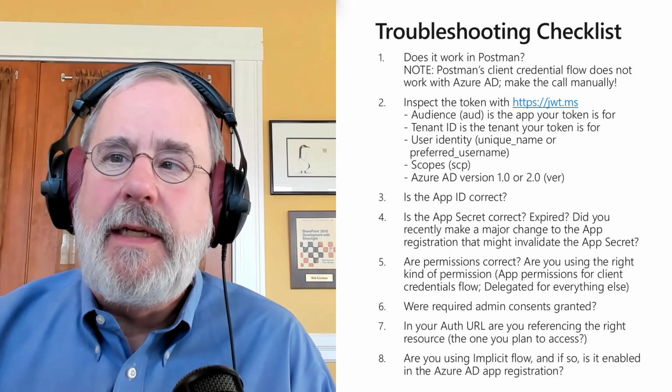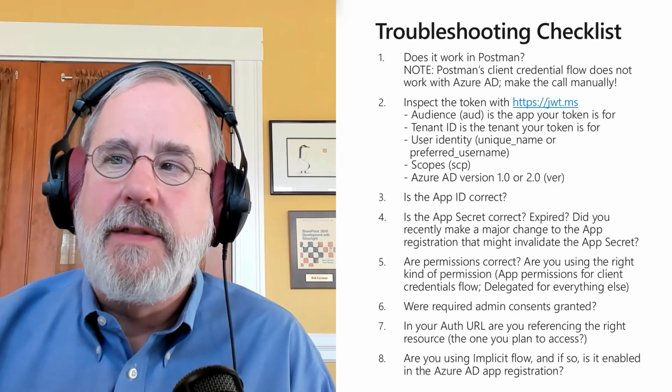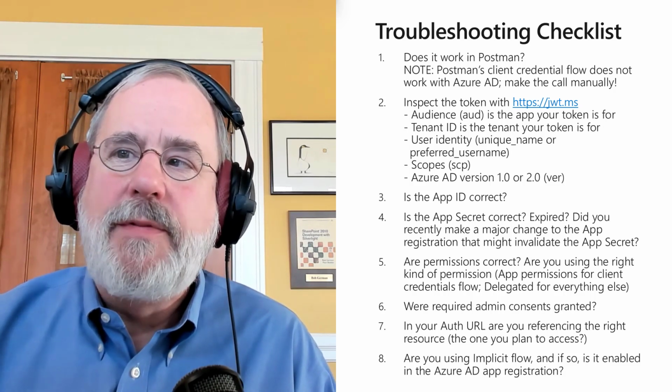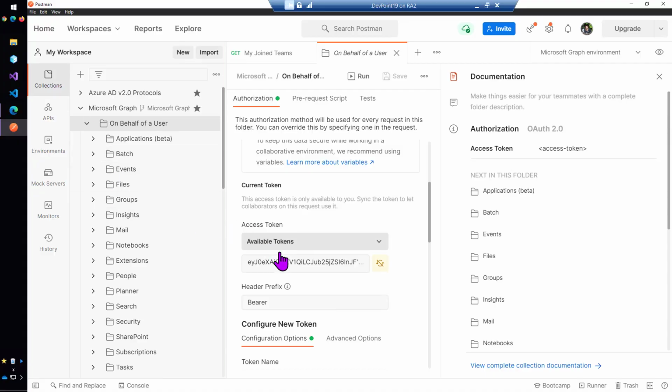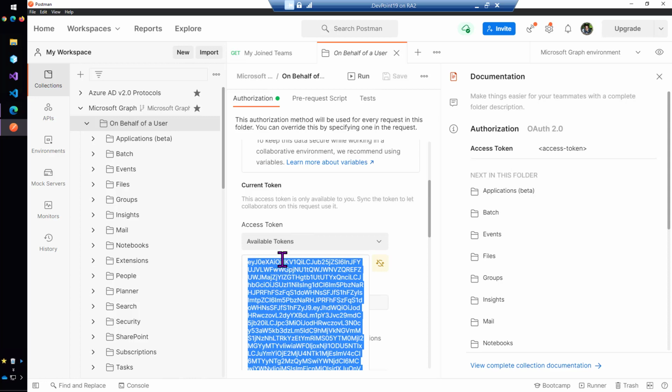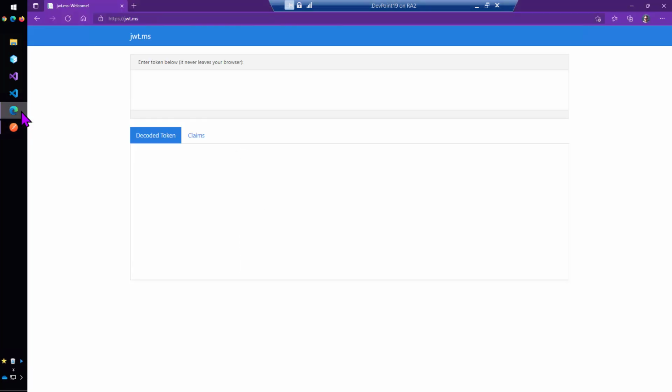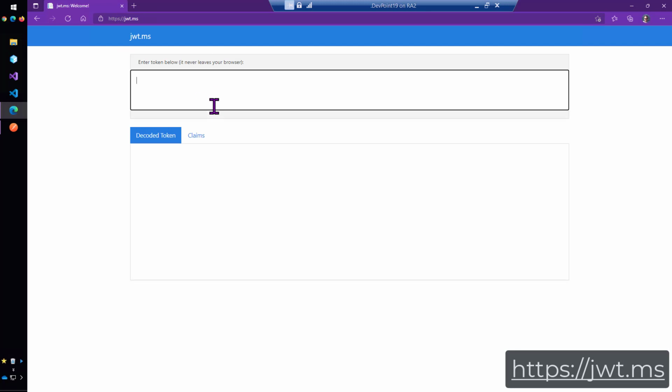The next tip really is to inspect the access token itself. And you can do that on a website called jwt.ms. So here I am back in Postman. I'm going to take that access token that I got earlier, and I'm going to paste it into jwt.ms.